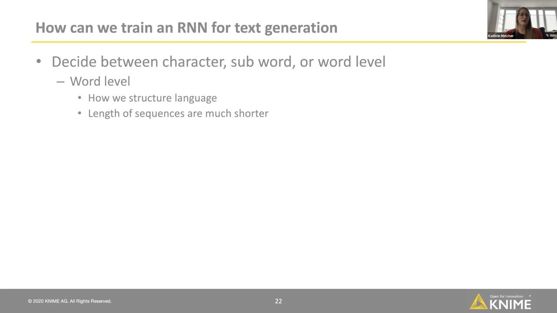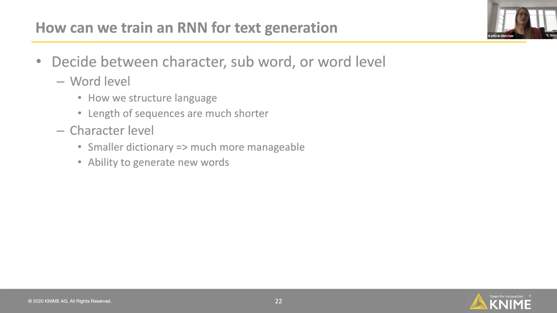Why would you train a model on word level? Of course, when we talk, we don't think about different characters, but our language is structured in word level. And another advantage is that the length of a sequence is much shorter compared to character level. On the other hand, training a network on character level has the advantage that the dictionary is much smaller, because we have 26 different characters in our dictionary only. And if you think about the number of words that we have in a language, that's much more. And therefore, training a network on character level is much more manageable.